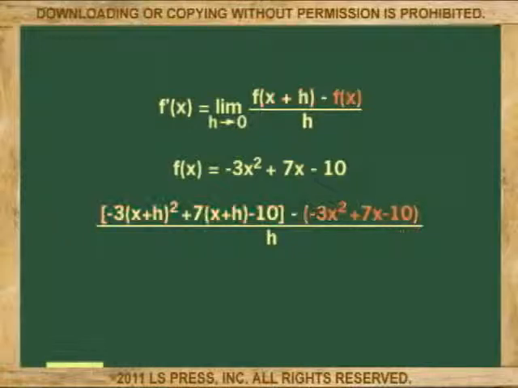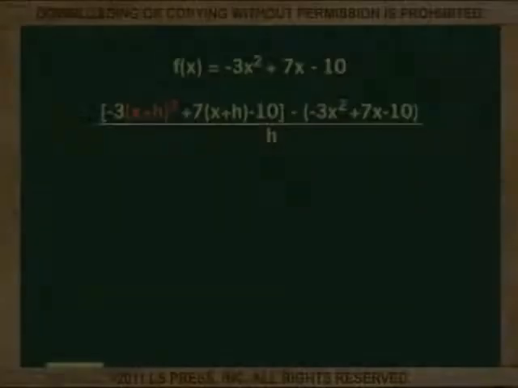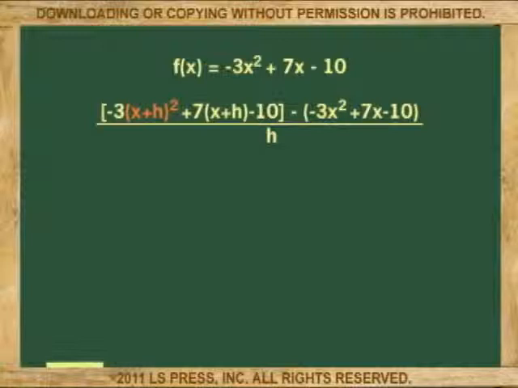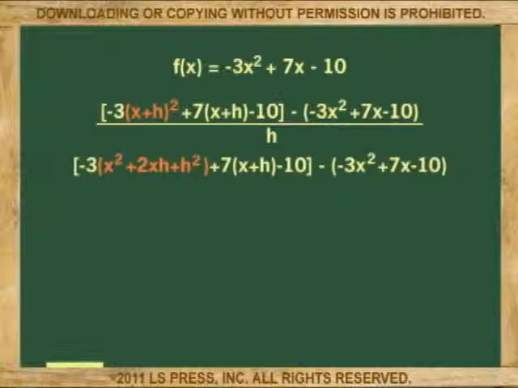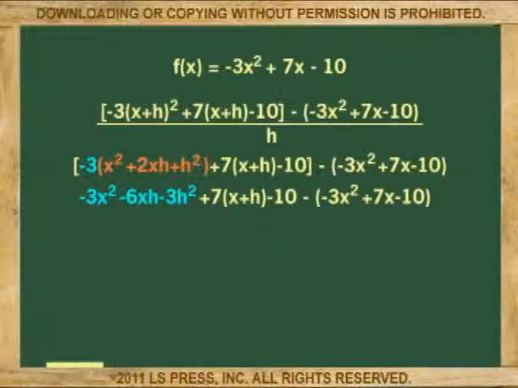We continue with the function of x by repeating the original equation, negative 3x squared plus 7x minus 10, all of it over h. We now expand the binomial x plus h squared and get x squared plus 2xh plus h squared. The new trinomial gets multiplied by negative 3, and 7 gets multiplied by the x plus h, minus 10.